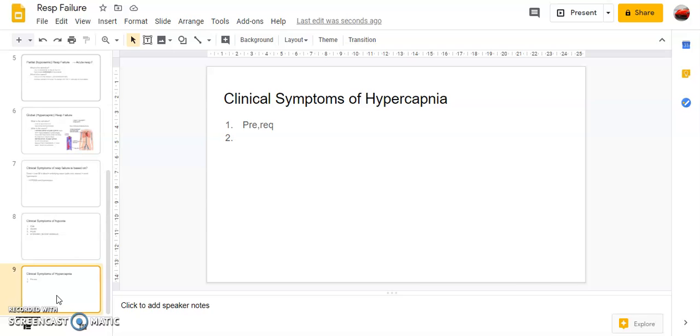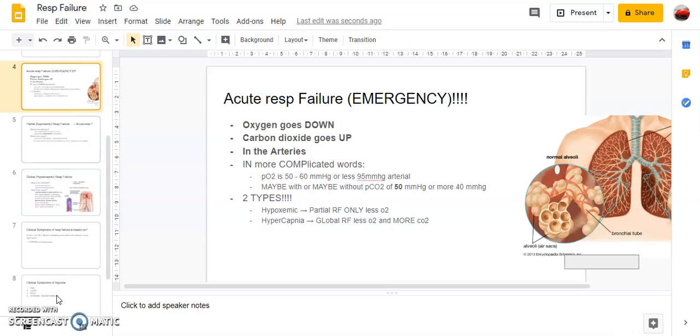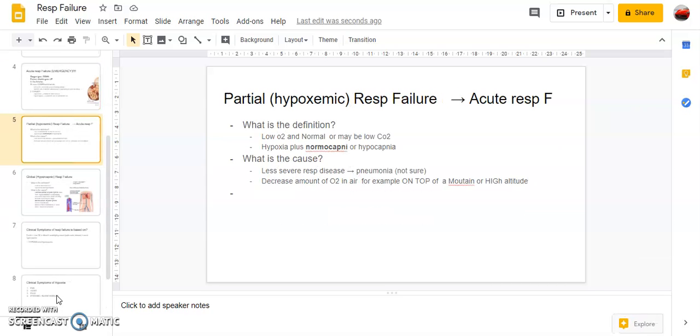Then the next thing can be some sort of small respiratory disease, such as pneumonia. Sorry, I was talking about partial hypoxemia. What's the definition? It's when you have hypoxemia with normal capnia, normal carbon dioxide. And I talked to you about the two causes.